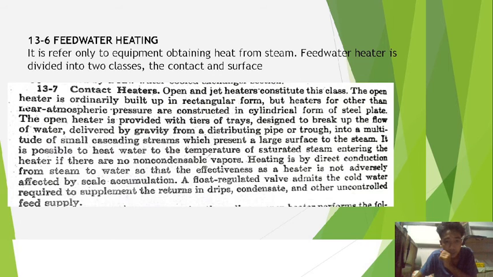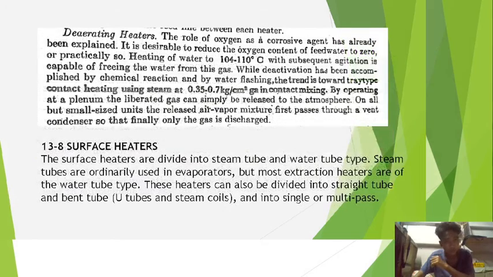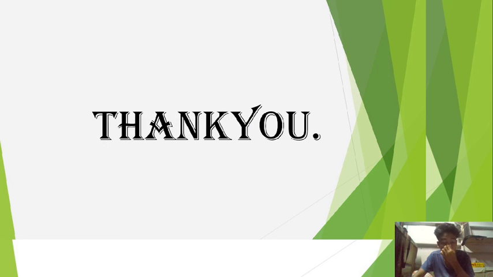Now the surface heater: heating is by direct conduction if there are no non-condensable vapors. Heating is by direct conduction from steam to water, so that the effectiveness as a heater is not adversely affected by scale accumulation. Surface heaters are divided into steam tube and water tube. Steam tubes are ordinarily used in evaporators, but most extraction heaters are of the water tube type. These heaters can also be divided into straight tube and bent tube.